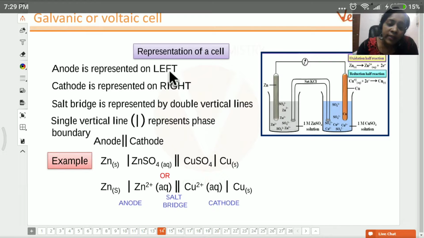So how do we represent a cell? Coming back to that, we always put the anode on the left-hand side. We'll show these double lines, which is for the salt bridge, and then we put the cathode on the right-hand side.